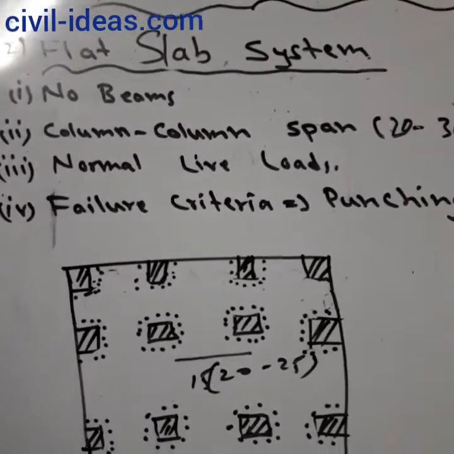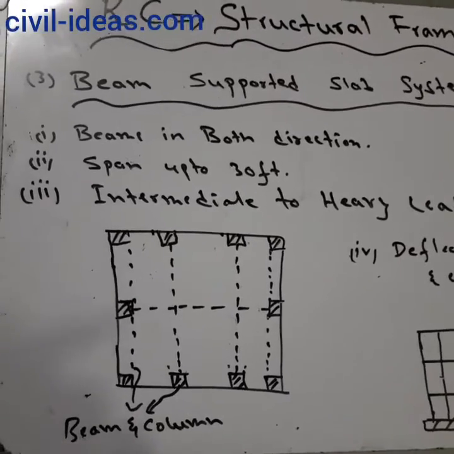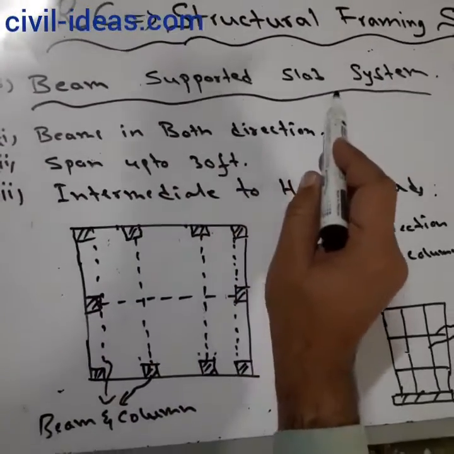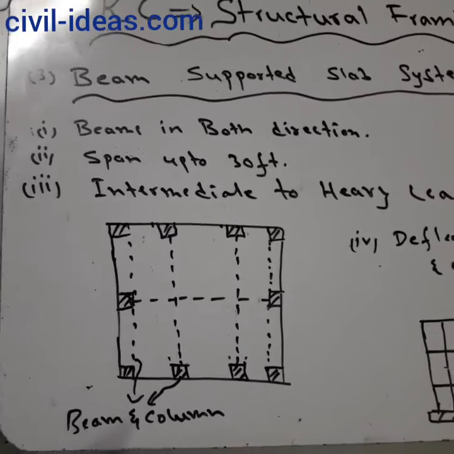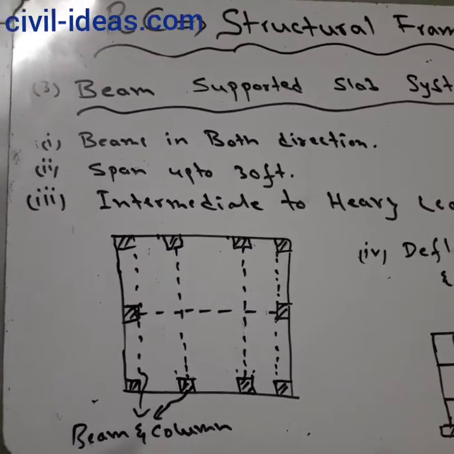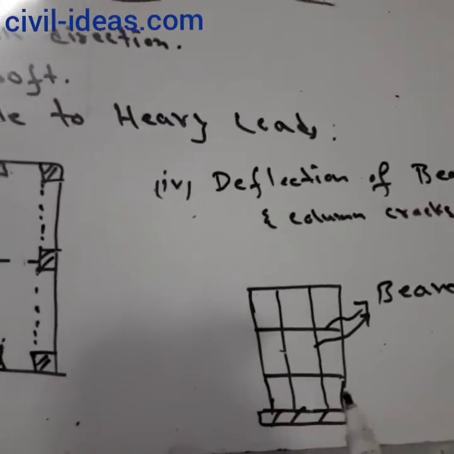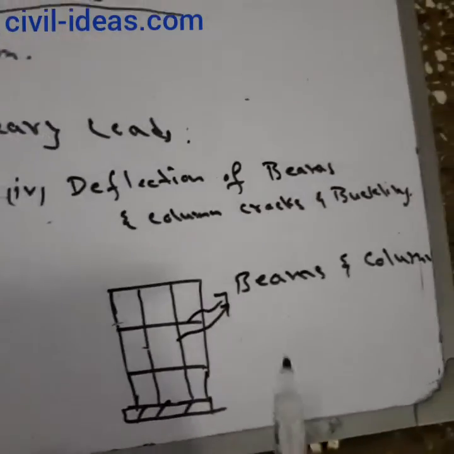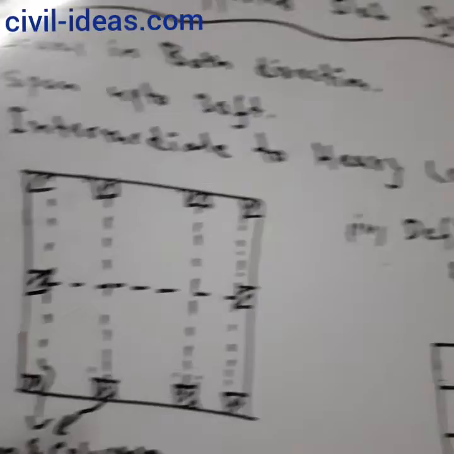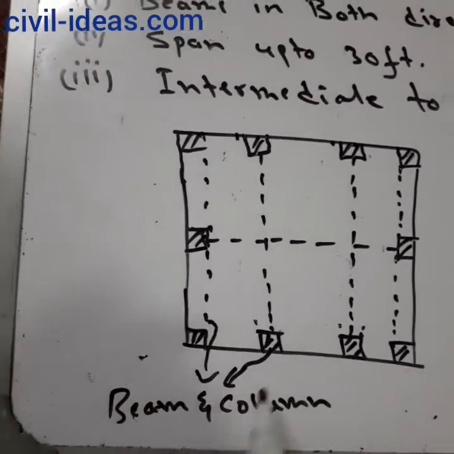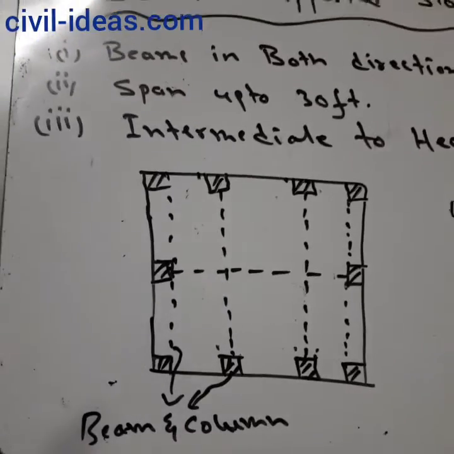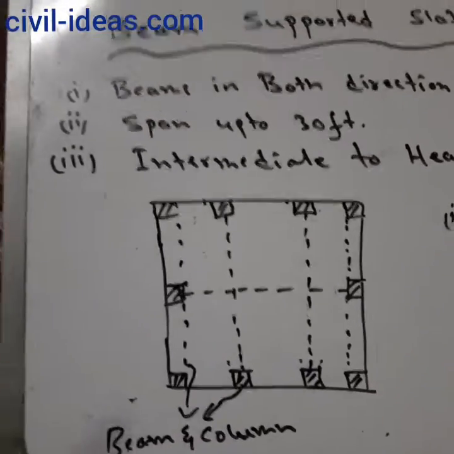Now we'll discuss the third. The third type of framing system is the beam supported slab system. In this type of system, beams are provided in both directions or maybe in one direction. So this is the sketch. You can see these are the beams and these are the columns, the beams and column system. It may be provided only in one direction or in two directions, depending upon the loads and the structural design.